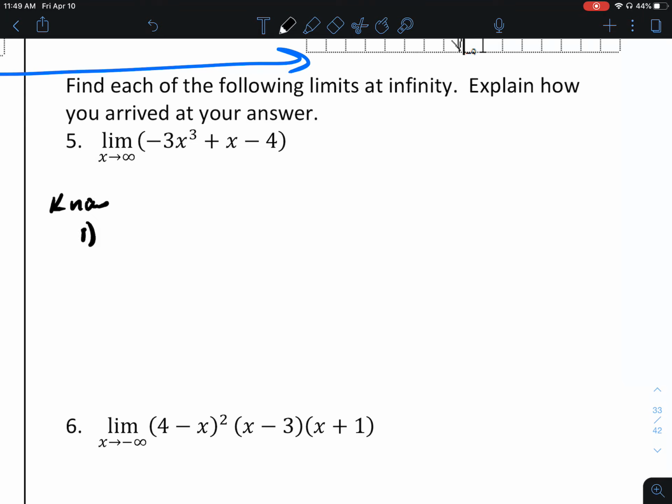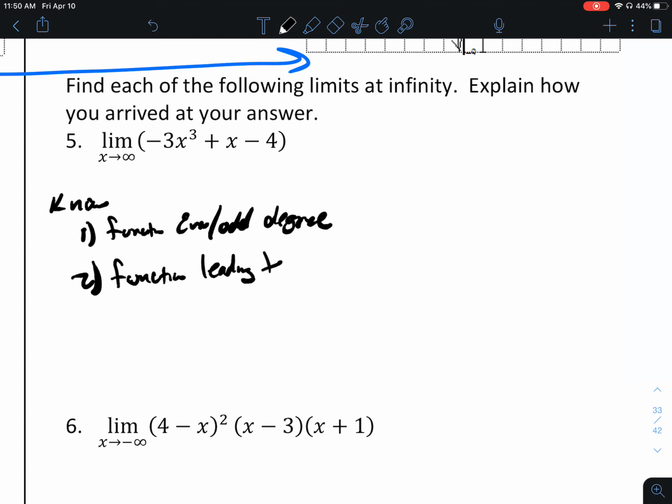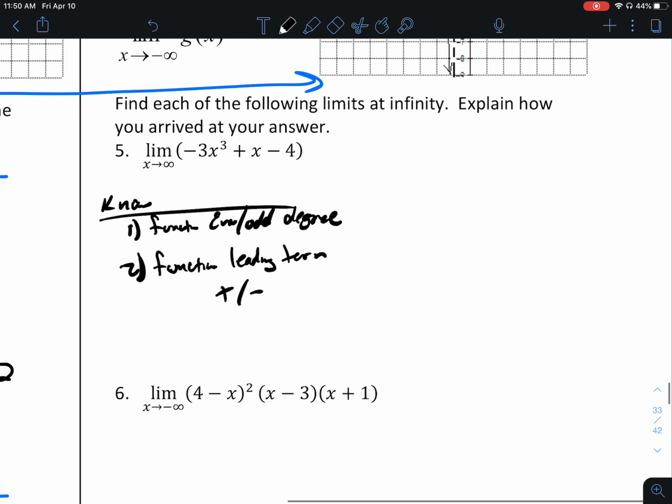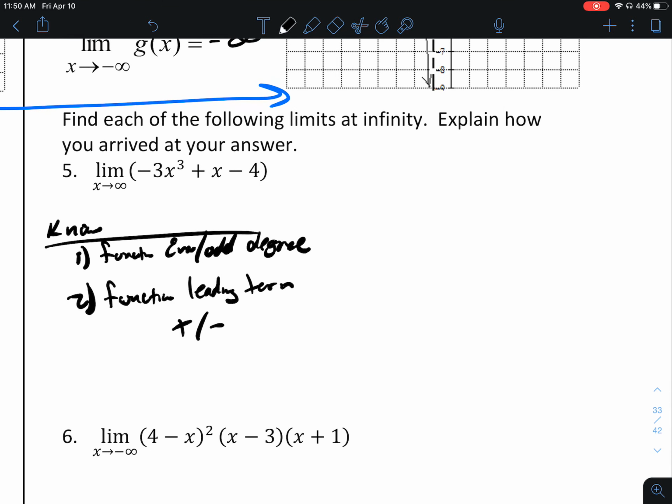Is the function even or odd degree? And we have to know, is the function's leading term positive or negative? By knowing those two things alone, we can figure this out. So looking at number 5, this leading term is negative for sure, and the leading exponent is odd.